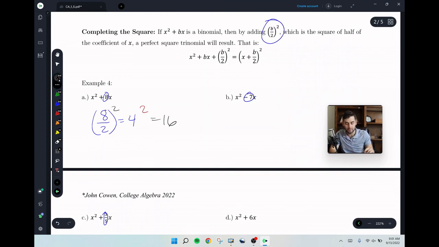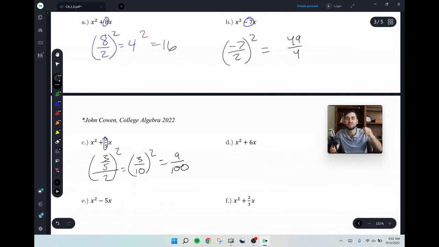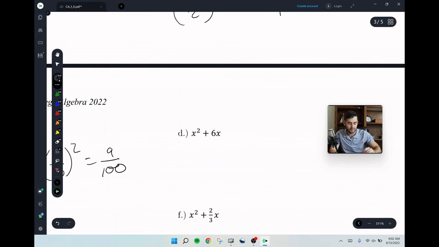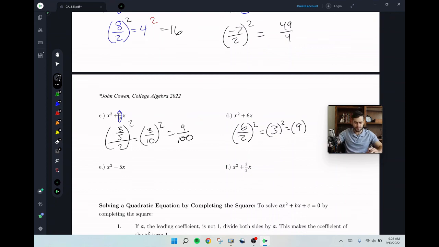Cool with that? Okay, let's do it again. Negative 7 divided by 2, that's the first step, then square it. That's going to be 49 over 4. Can't reduce it. 3 over 5 divided by 2 is 3 over 10. Square it, probably 9 over 100. This is just to get used to doing this term. 6 divided by 2 is 3. Square it is probably 9. Absolutely. All right. Let you do the last two on your own, and then we're going to see why.